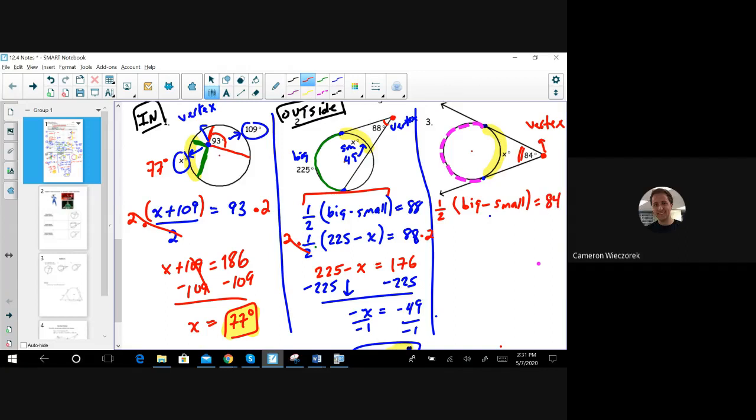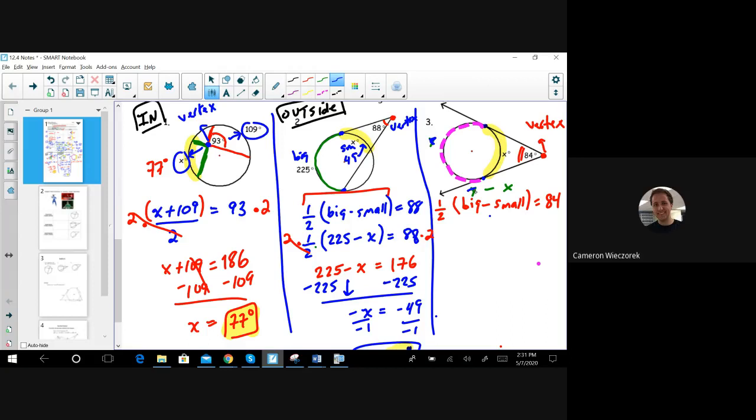Now here's the issue. I don't have an expression for the pink, and I don't want to call it y, because if I call it y, then all I'm going to have here is y minus x. And how can I solve one equation that has 2 different letters? That doesn't make sense. You're not going to get anywhere if you do that. So I don't want to call this y.